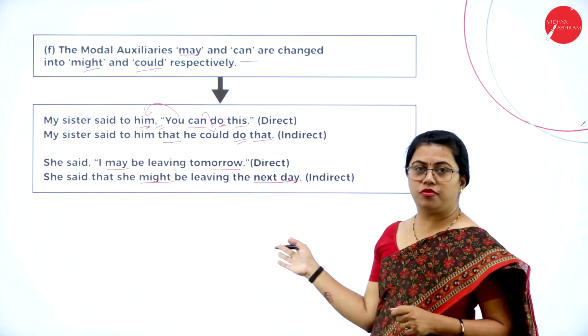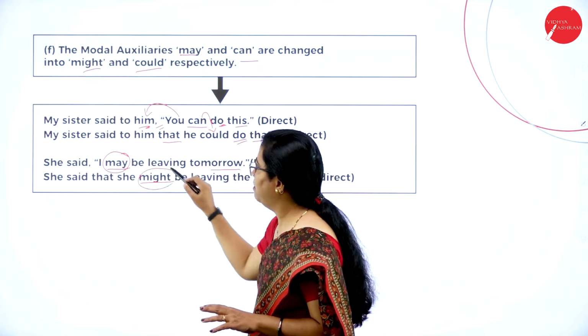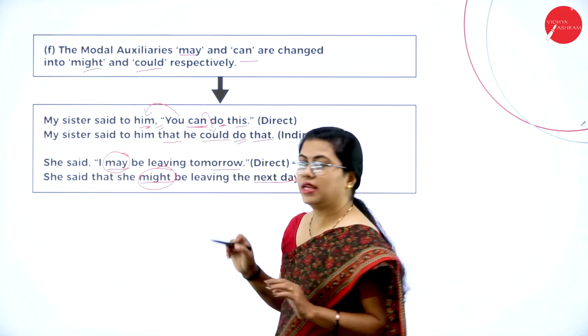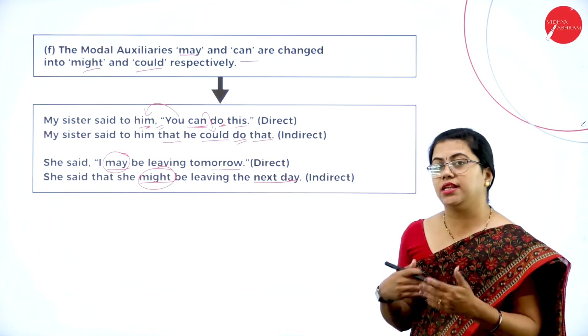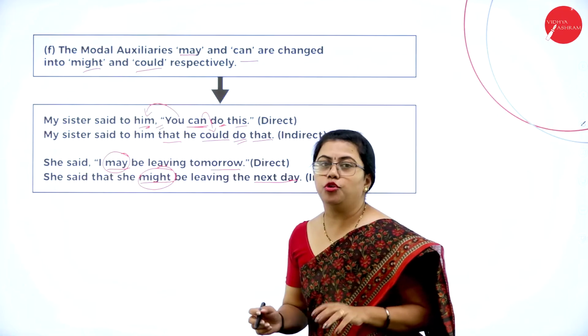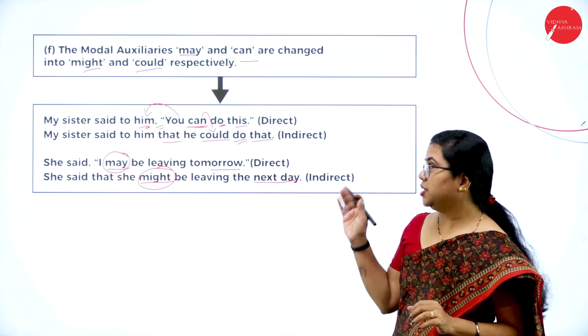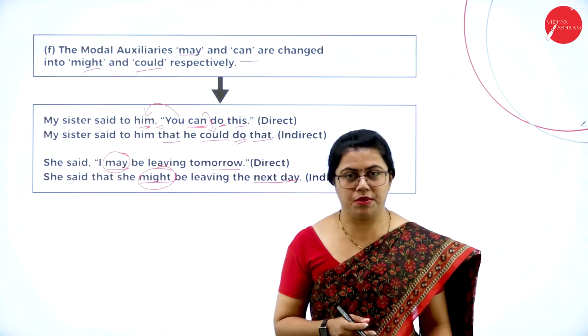This is the next concept we are going to understand. Please concentrate only on may, might, can, could. That's it. Because tomorrow, next day and all these are adverbs. This is the next concept that is going to be learned by us here. Fine. So may will be changed to might. Hope this concept of changing modal auxiliaries from direct to indirect speech is clear to you.